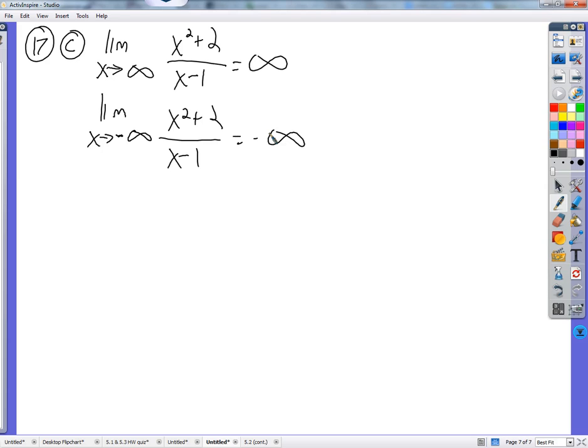What I want to do with these kinds of problems, and I'll specify what I mean by these kinds of problems, where the numerator has a degree that's 1 bigger than the denominator's degree, degree 2 over degree 1, okay? What we're going to do is take x squared plus 2 and divide it by x minus 1.